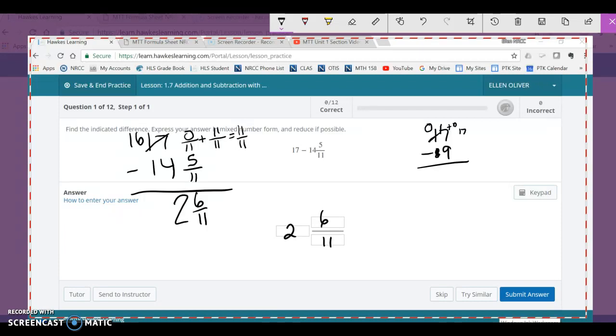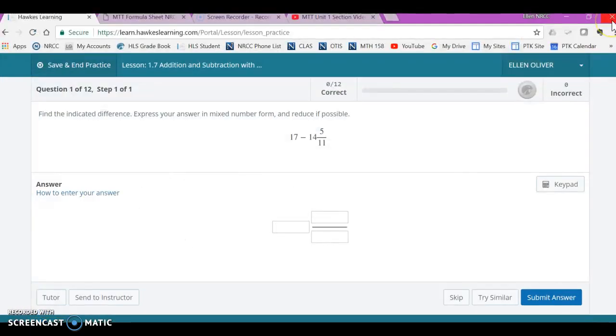Okay, so I just want to reiterate what we did here. 16 and 11/11 is the same thing as 17. So we just borrowed 1 whole in the form of 11/11. You just want to use that same denominator that you have here and put it over itself. Add it to this numerator to give you your new numerator, and then you can do the subtraction. So let's enter that and see if we can start with a little simpler one next. 2 and 6/11.